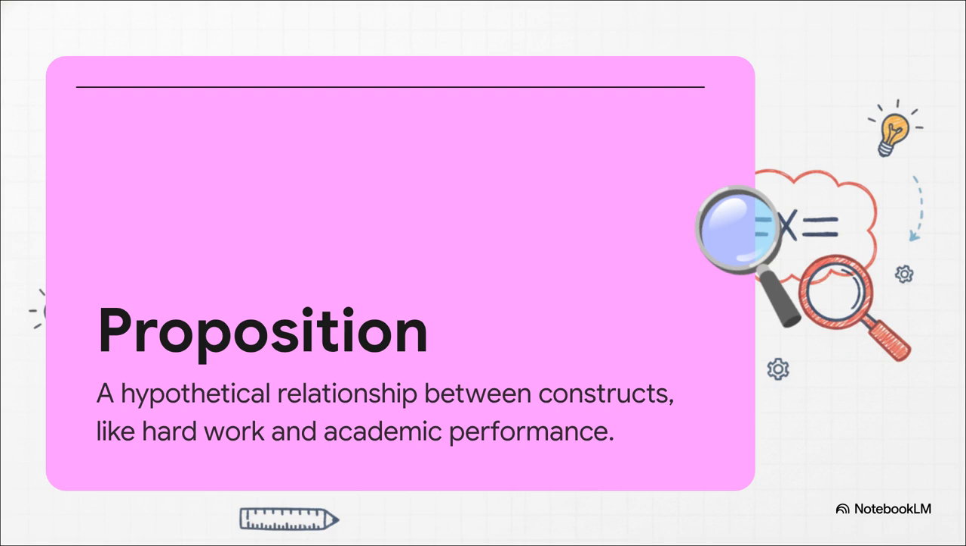For example, an increase in hard work causes an increase in academic performance. Now that sounds great, right? And it might be based on excellent logic. But notice something super important here. It lives purely on the theoretical plane. You literally cannot directly measure hard work or academic performance as they're written right there. They're just way too abstract.